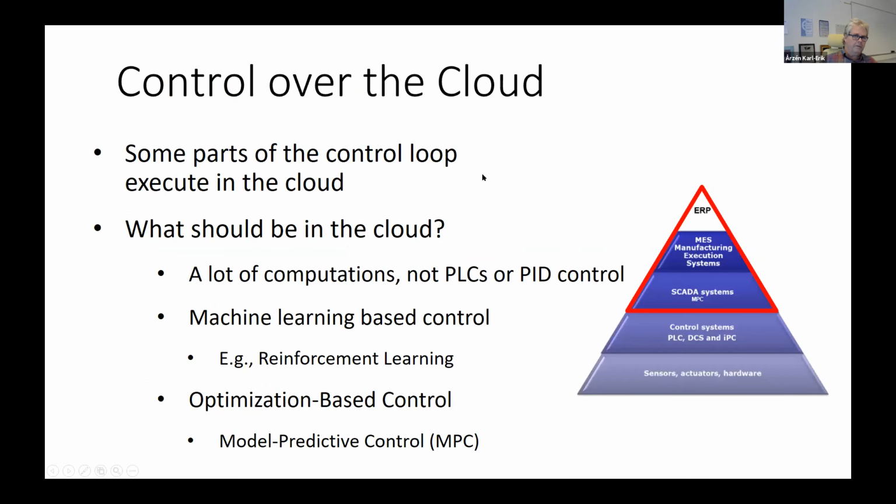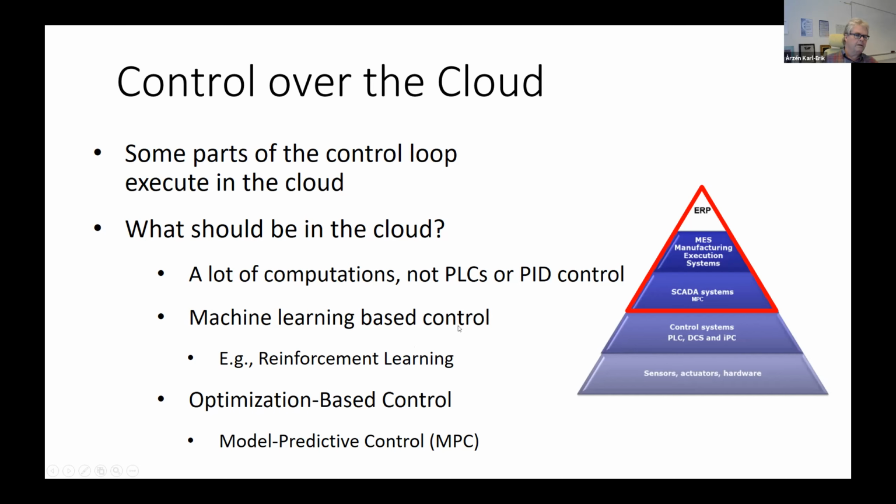Okay, control over the cloud. The idea is that some parts of the control loop should execute in the cloud. And what should then be in the cloud? Well, it should be something that requires a substantial amount of computation, I think. I mean, there is not much point in putting the PLCs or the PID control in the cloud because it's so cheap to implement using ordinary techniques.